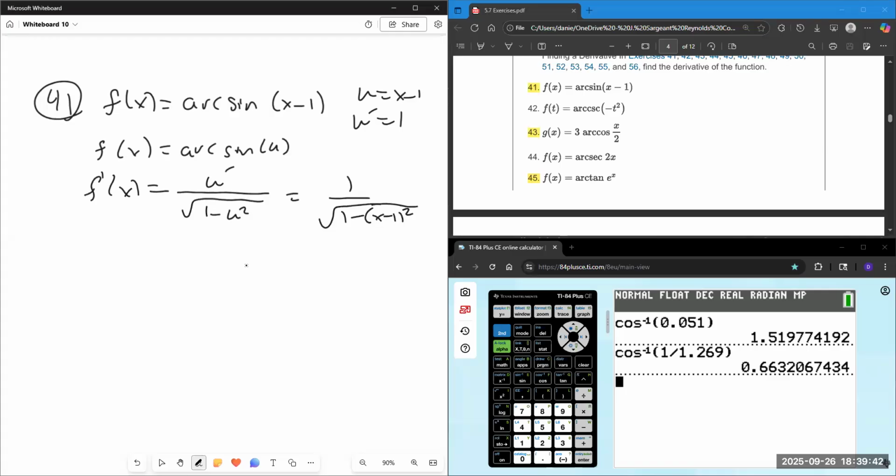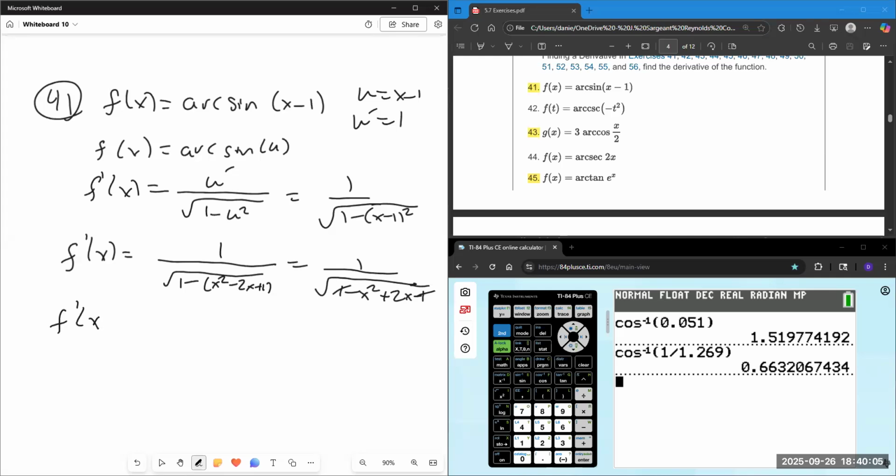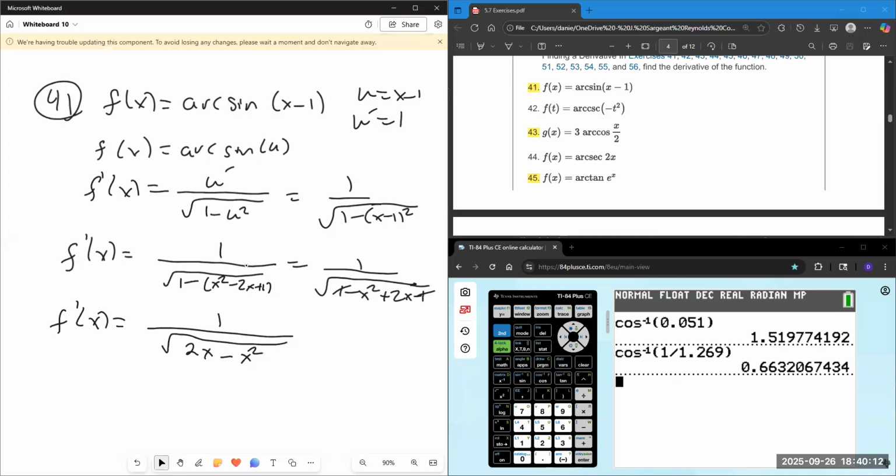And they don't want you to leave it like that. They want you to expand that. 1 minus (x squared minus 2x plus 1) is 1 over root 1 minus x squared plus 2x minus 1. 1 minus 1 is 0. And f prime of x is 1 over, they want you to write the subtraction as 2x minus x squared.